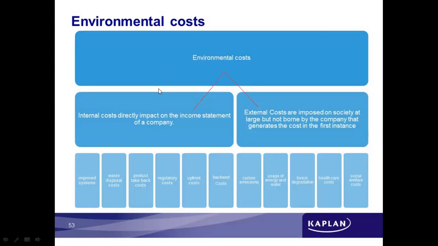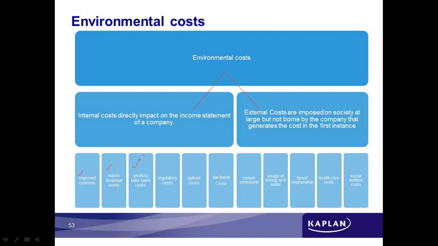See, there are internal costs and external costs. What are internal costs? Because there is an impact on the environment, they have to have improved systems. The equipment has to be an improved version because of the pollution which is generated. They have to invest a lot in the equipment and the system in which there will be less impact on the environment. So they have to spend on improved cost. They have to look into the waste disposal cost, product take back cost.